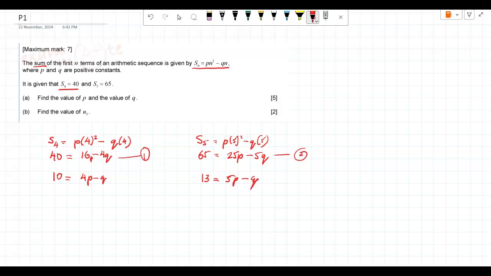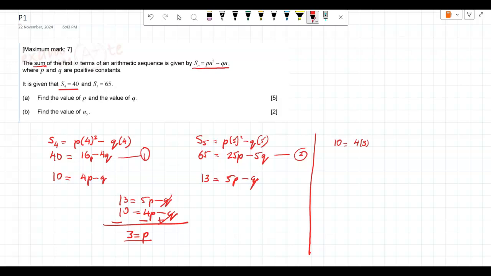Now you can stack them one below the other, one above the other. Correct? Subtract. So this and this cancels off. So 3 is equal to P. And how much will your Q be? You put it back. So 10 is equal to 4P minus Q. So Q is equal to 2. Correct? Now 4 3s are 12 minus 10.